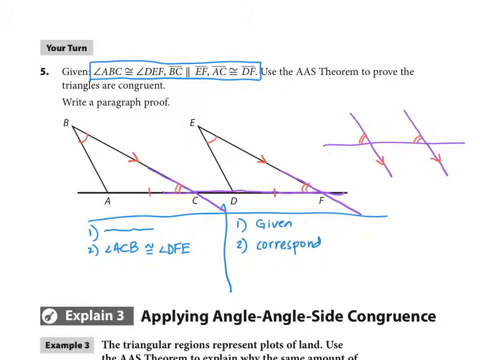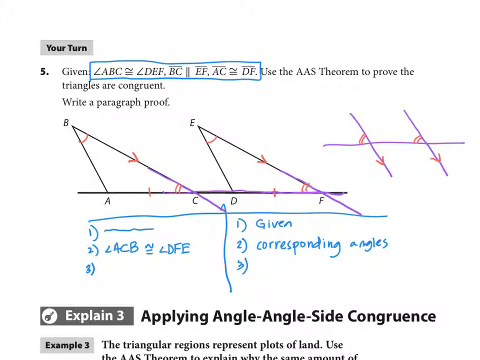And when we have a pair of parallel lines intersected by that transversal, that horizontal line, corresponding angles are always congruent. So the complete reason should be the corresponding angles theorem. But I'm okay if you just identify that they're corresponding angles, that's plenty. And statement number 3, we're done because we have our 3 parts.